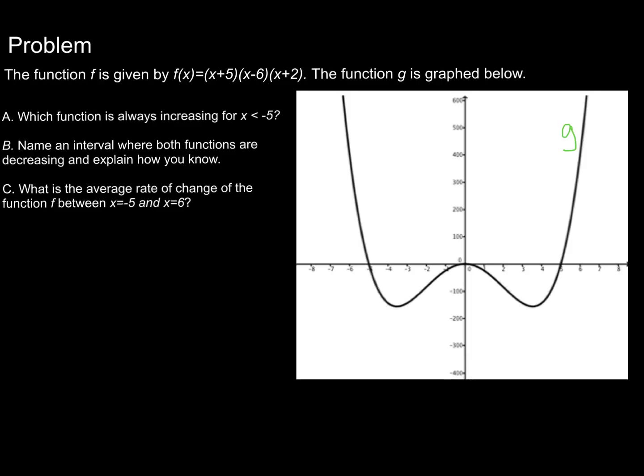And then part C, what is the average rate of change of the function f between x equals negative 5 and x equals 6? So take that key point we just talked about and use it to your advantage, right? How can you put these functions into representations that will be really helpful? And then go ahead and answer parts A, B, and C so that you're ready to discuss them tomorrow.